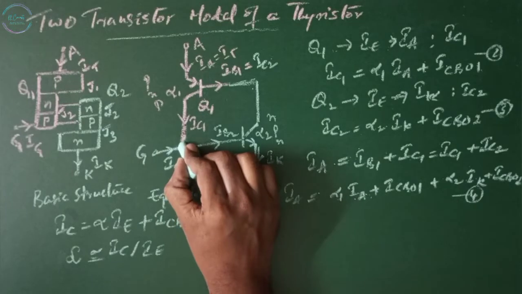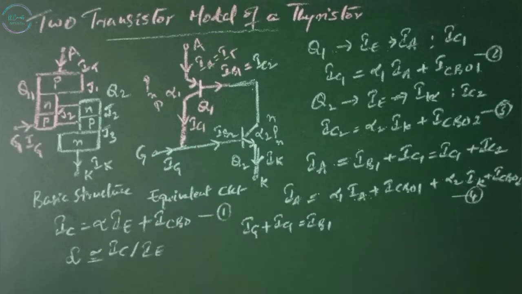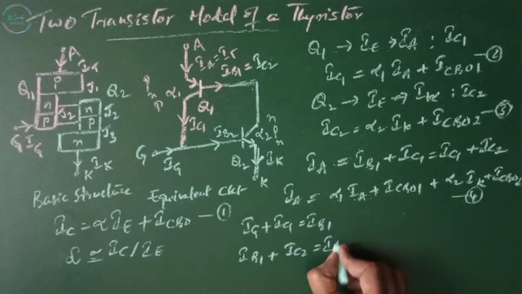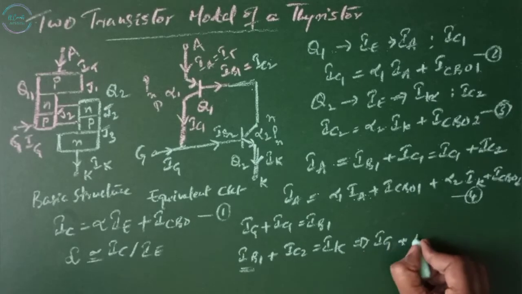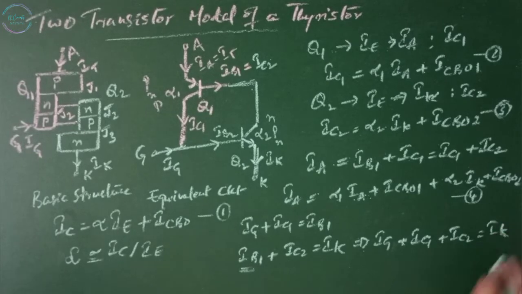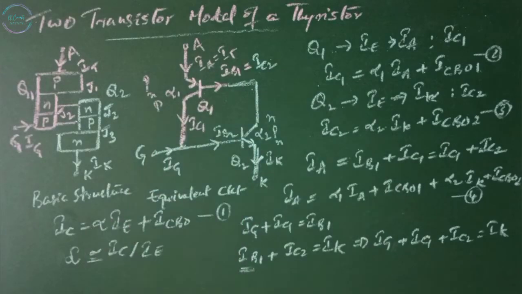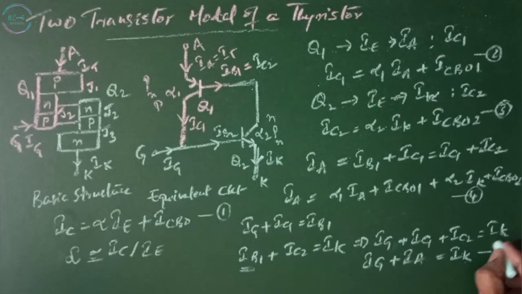If you observe at this node, IG plus IC1 equals IB1. At this section, IB1 plus IC2 equals IK. Now substitute the value of IB1 here. Then IG plus IC1 plus IC2 equals IK. And we know that IC1 plus IC2 is nothing but IA. This will be IG plus IA equals IK. That is equation number 5.